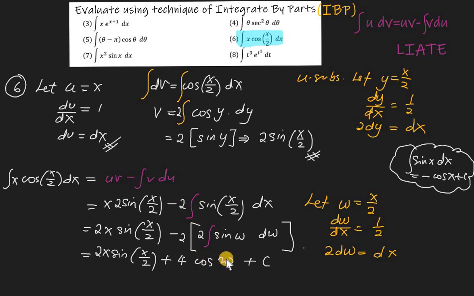So we get this. Don't leave your answer as w. Make sure that you write everything in the variable that is given in the question. So I'm rewriting it back. What is our w just now? w here is x over 2. So that is our final answer for question number 6. Alright. You should use this technique here by playing around with the variable.